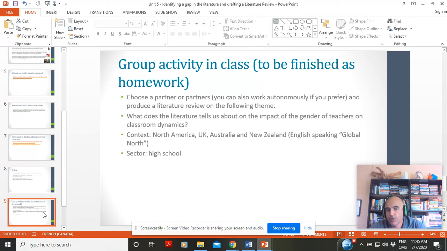So what does the literature tell us about the impact of gender of teachers on classroom dynamics, right? I've been looking at very similar things in the examples I've given you. So the impact of the gender of teachers on classroom dynamics. The context is going to be very important.